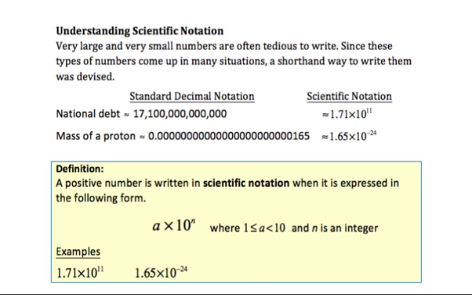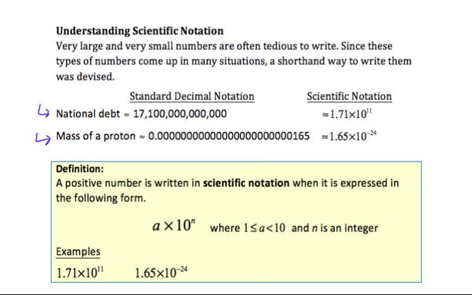Understanding scientific notation. Very large and very small numbers are often tedious to write. Since these types of numbers come up in many situations, especially science, a shorthand way to write them was devised. So let's take a look at a very big number, which is our national debt. Then we'll take a look at a very small number, which is the mass of a proton.